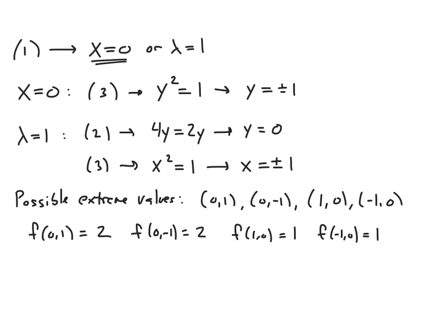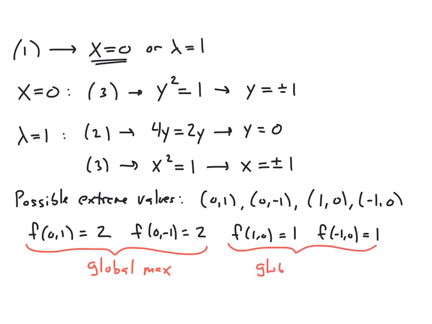And so if we consider all the points on that circle, the global max actually occurs at two different places. It occurs at (0, 1) and at (0, negative 1), so at the very top and at the very bottom of the circle. And our global min occurs also at two places, at (1, 0) and (negative 1, 0), so on the very right and very left points of the circle.